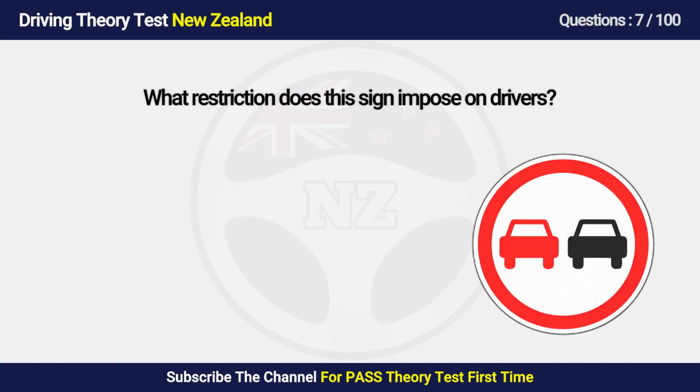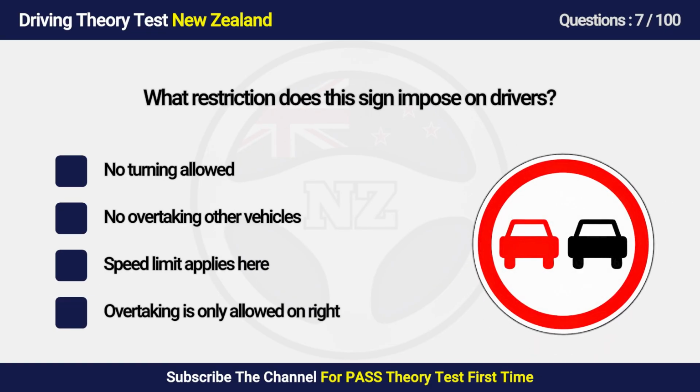Question 7. What restriction does this sign impose on drivers? A. No turning allowed. B. No overtaking other vehicles. C. Speed limit applies here. D. Overtaking is only allowed on right.